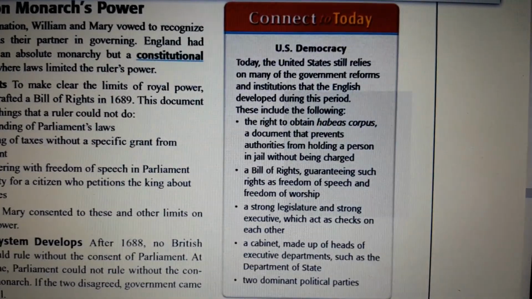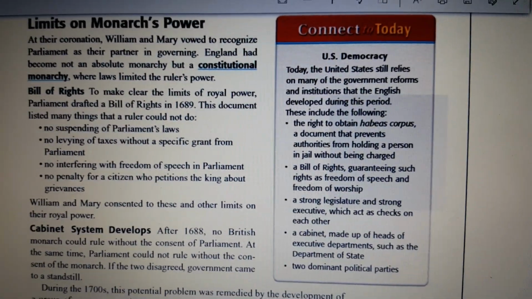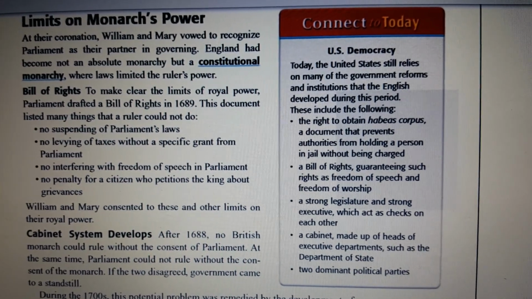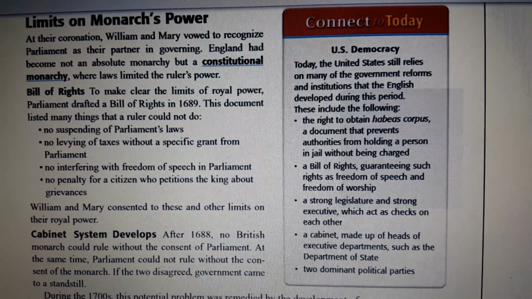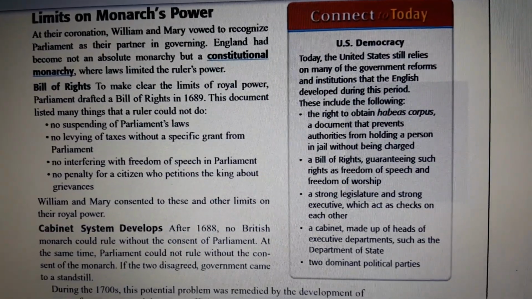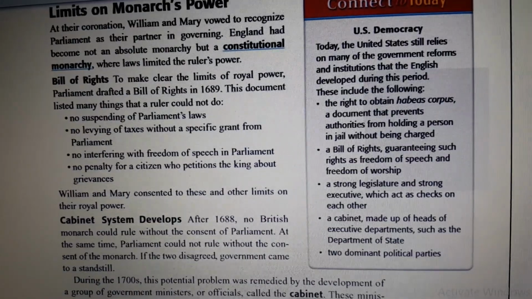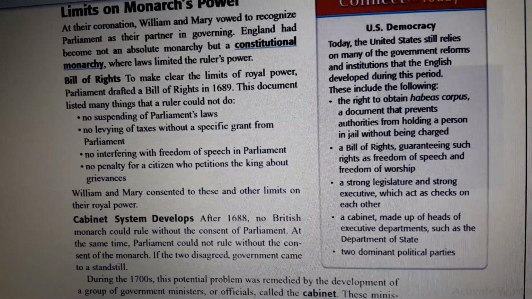Connect to today: U.S. democracy. Today, the United States still relies on many of the government reforms and institutions that the English developed during this period. These include the following: 1, the right to obtain habeas corpus, a document that prevents authorities from holding a person in jail without being charged.